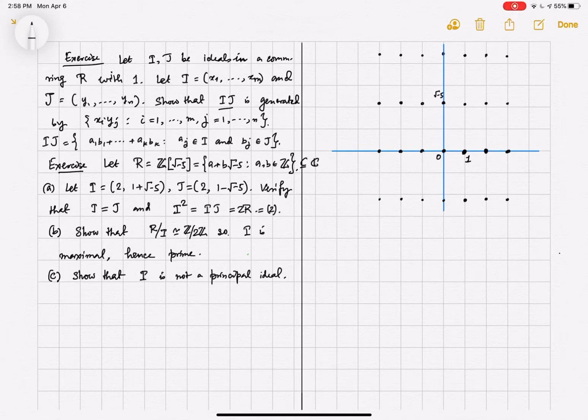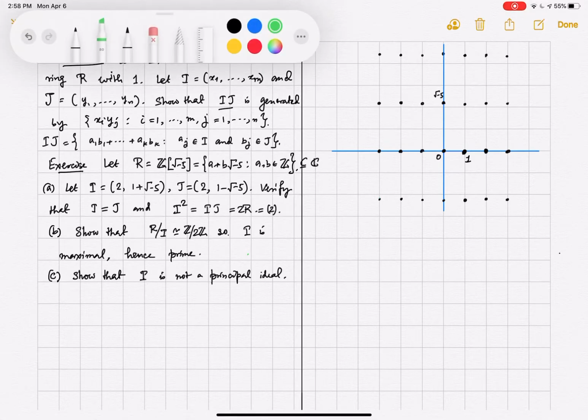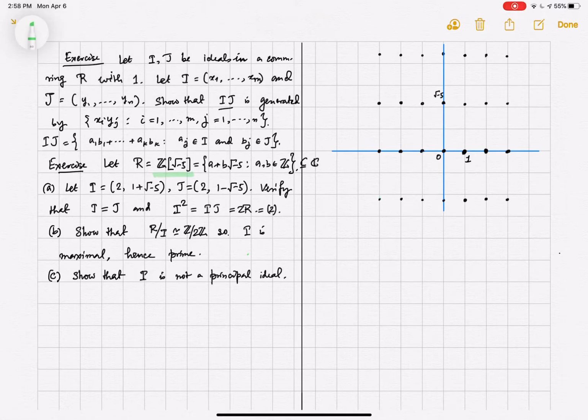Let us pause the theoretical development for a little bit and do an exercise. I want to really study this ring, Z adjoin square root of minus 5. It means all complex numbers of the form a plus b square root of minus 5, where a and b are integers.